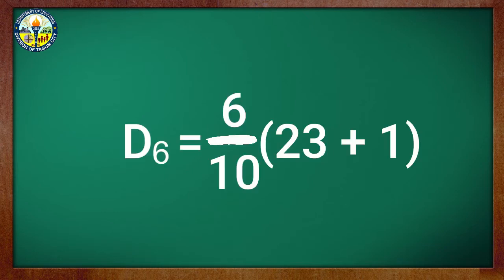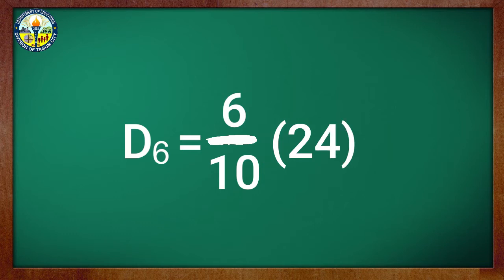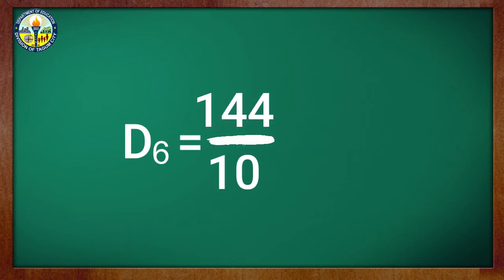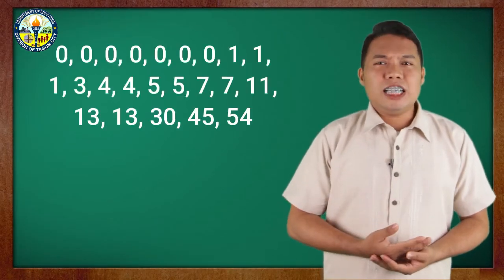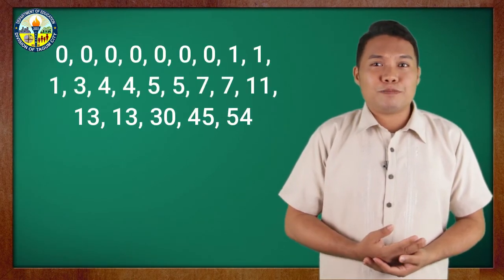Step 5. Solve for the solutions. From d sub 6 equals 6 over 10 times the quantity 23 plus 1. Add 23 and 1, and that results to 24. Now multiply 24 by 6, and we got 144. Lastly, 144 divided by 10, and that results to 14.4. It means that d sub 6 is in the 14.4th position.